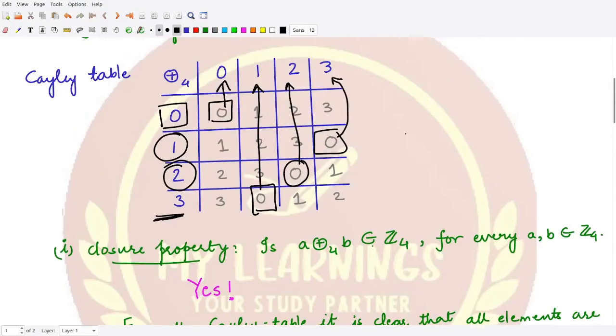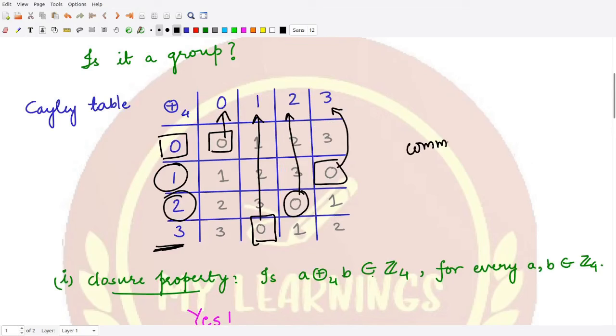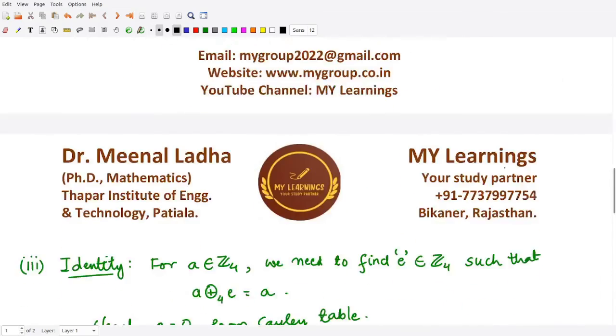Why? Because we also have commutativity present in this particular group, right? Because A addition modulo 4 B is equal to B addition modulo 4 A. There is no difference in this, right?